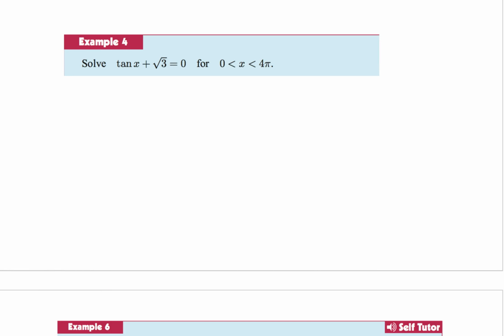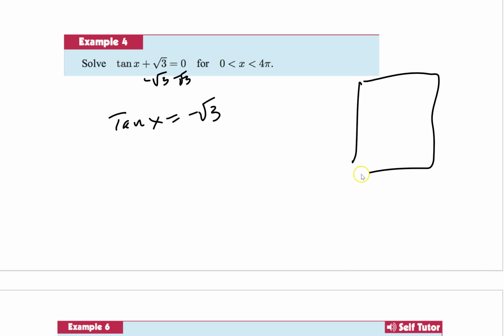So this is tan x plus rad 3 here. Same idea, we're going to try to get tan by itself, so subtract rad 3 from both sides. Tan of x equals negative rad 3. I'll do this one with just a chart, because that's the way I think most people are going to do it.